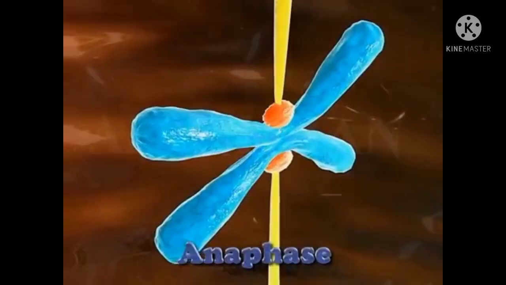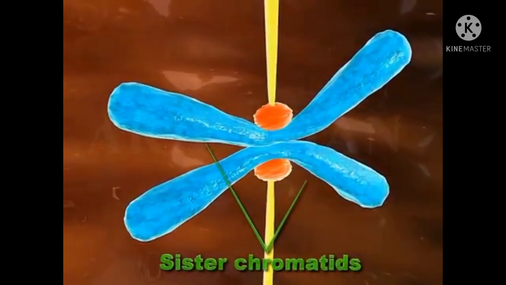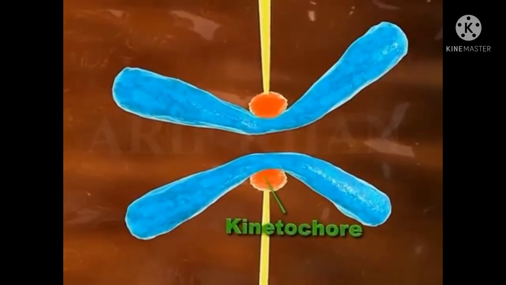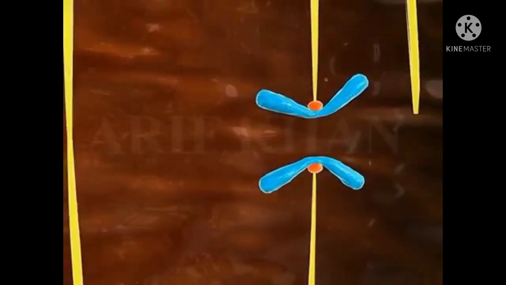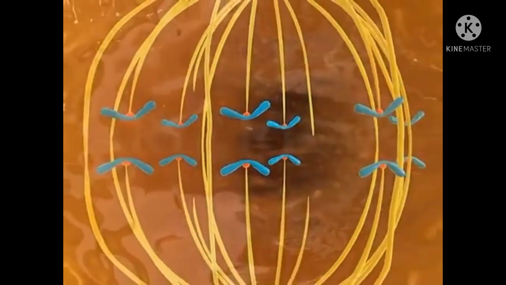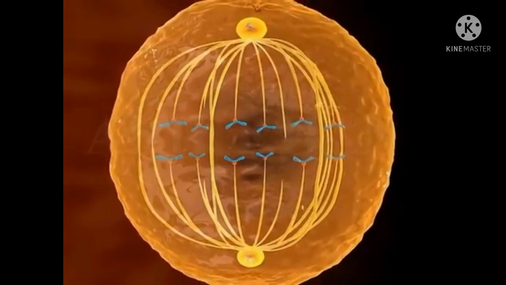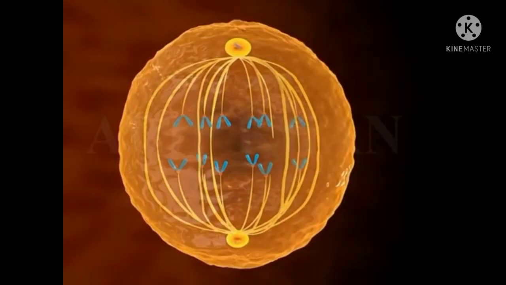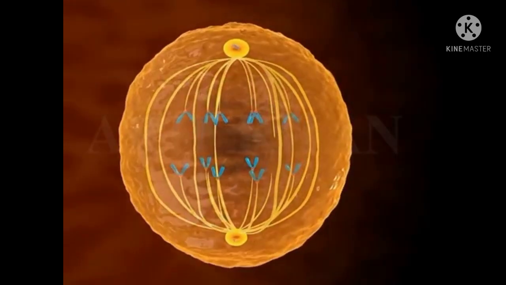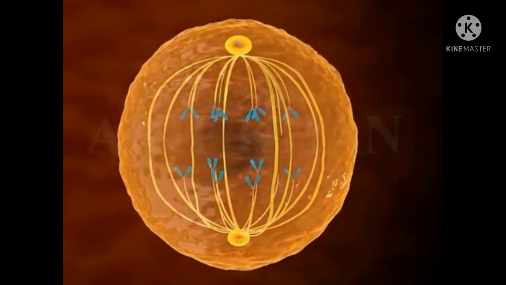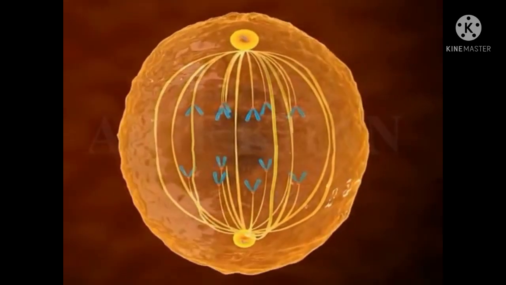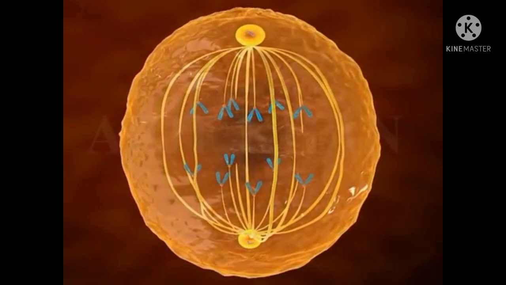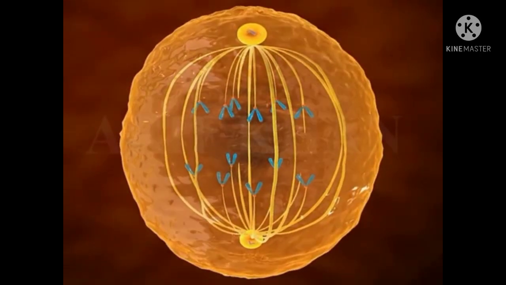Anaphase. During anaphase, the sister chromatids separate at the kinetochore, and the daughter chromosomes, along with the divided centromere, move towards the opposite poles as the microtubules shorten. The poles of the spindle also move apart and help to separate the chromosomes. As the chromosomes separate completely into two sets, one at each pole, anaphase is considered to be complete.